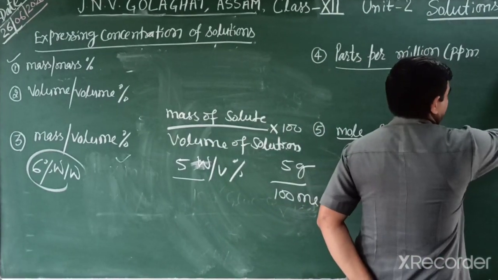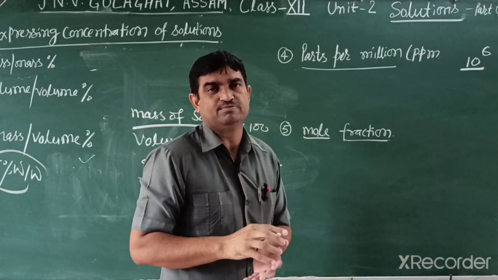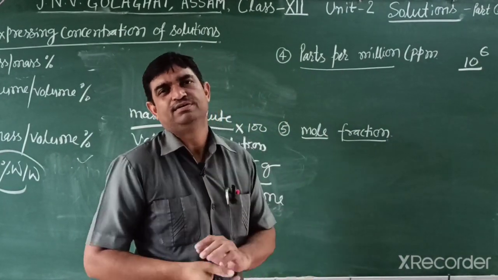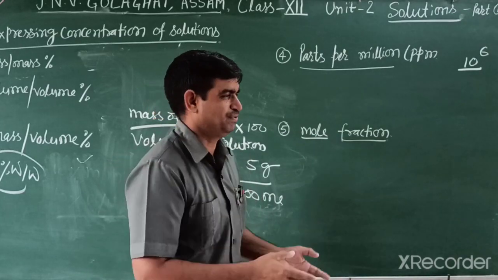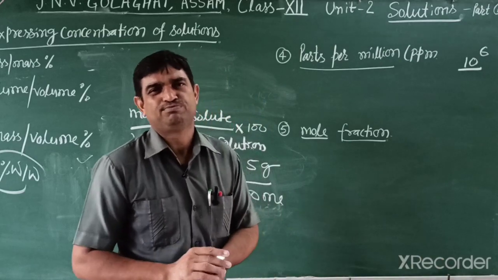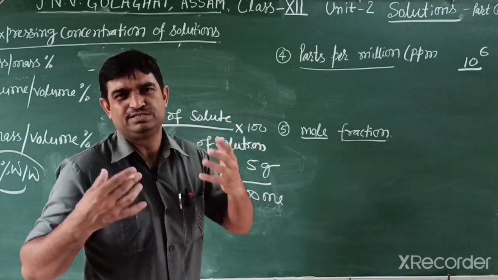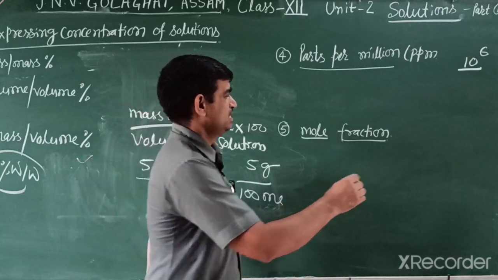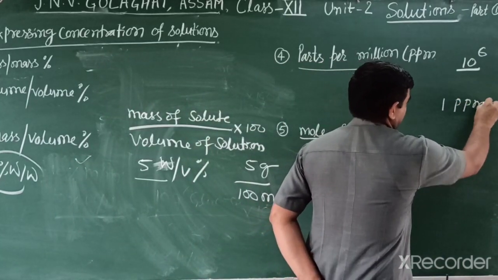What do you mean by million? 10 to the power 6 number of atoms. If any substance is present in a solution as a very minute component, for example, fluoride present in a solution. Fluoride is essential for our teeth and for bones. That is 1 ppm. What does 1 ppm mean?